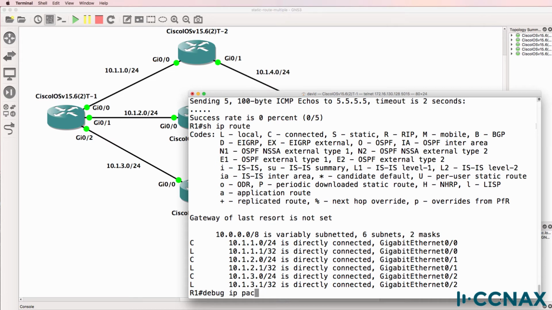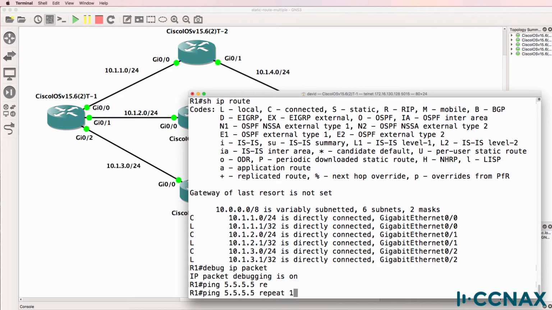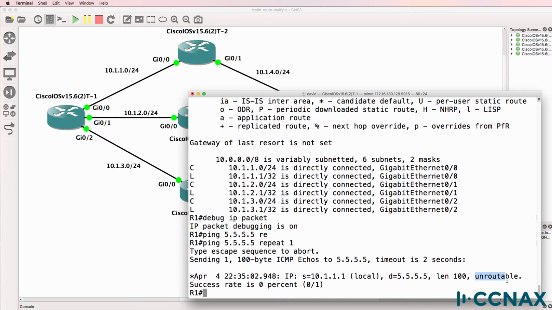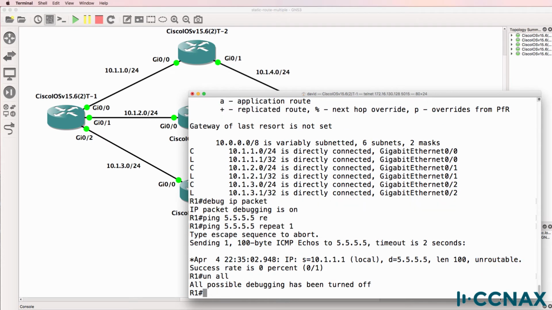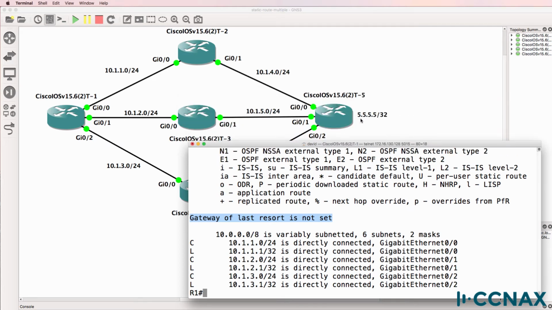Debug IP packet, as an example, will show us what happens when the router tries to ping that address. So I'm going to ping 5.5.5.5 and repeat it once, and let's see what the output looks like. Notice unroutable. The router doesn't know where to route the packets. And again, that's because there's no route to the destination. There's also no gateway of last resort set on the router. So it has no way to get to this IP address.